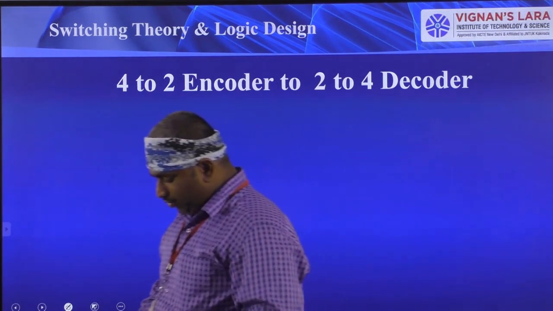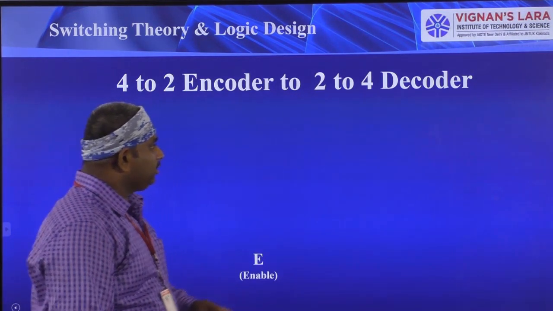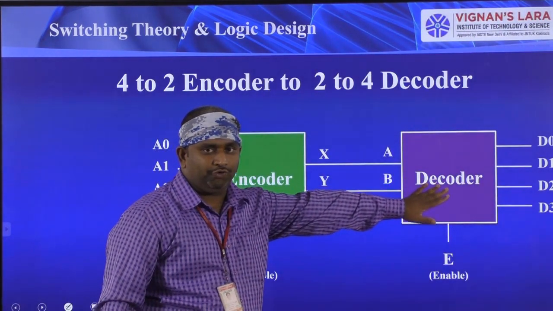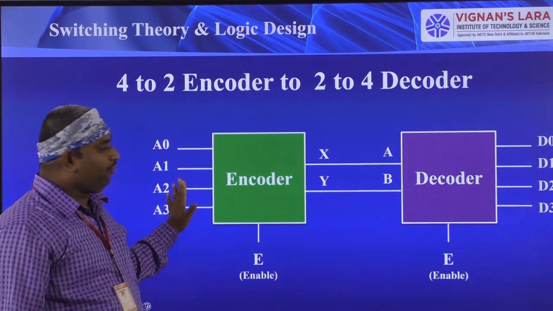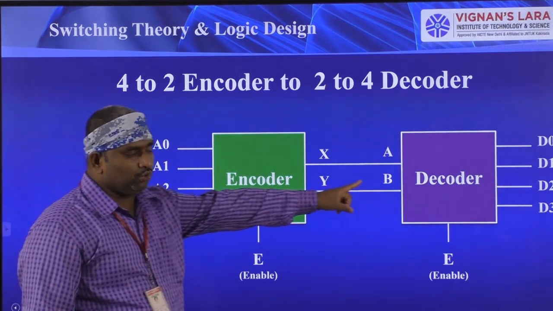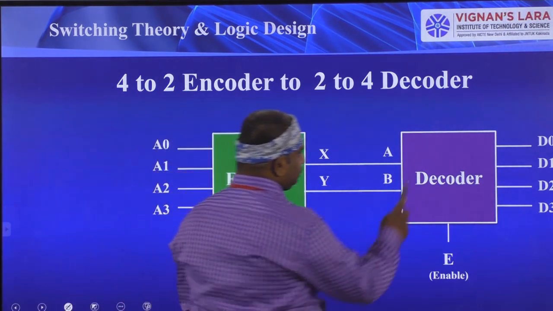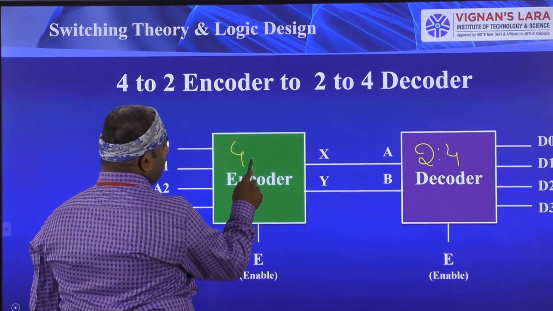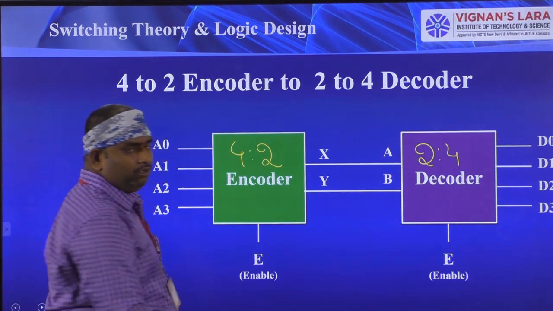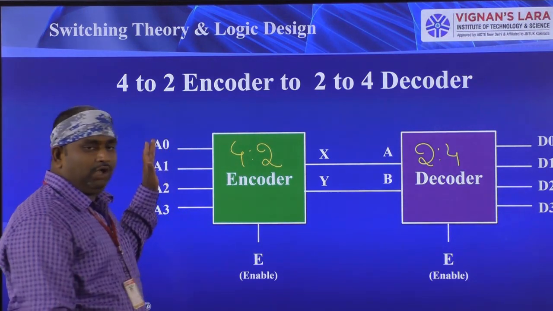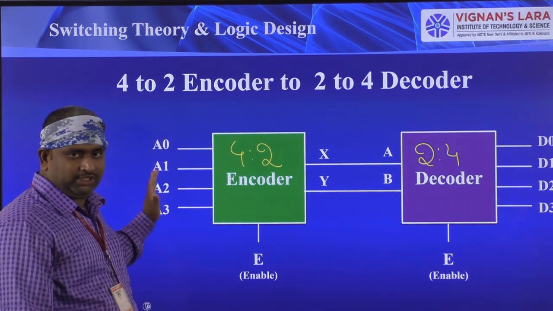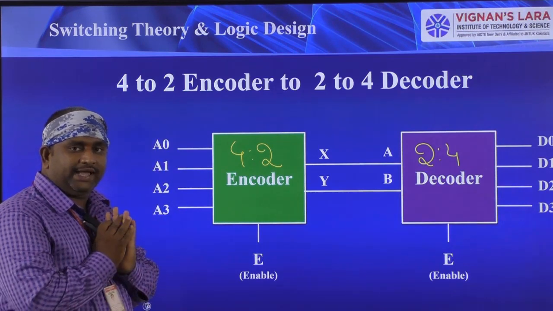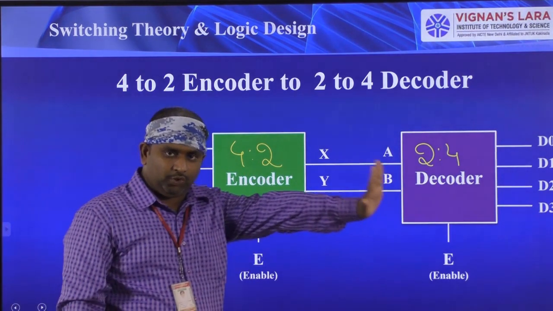Okay, the diagram now we will see. So coming to that, this is the 2 to 4 decoder, and this is the 4 to 2 encoder. See here, you have four informations at the input side. Now you have to transmit this information through a communication system.